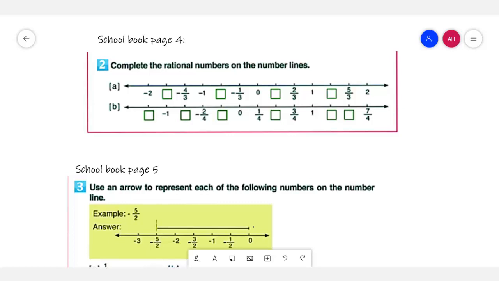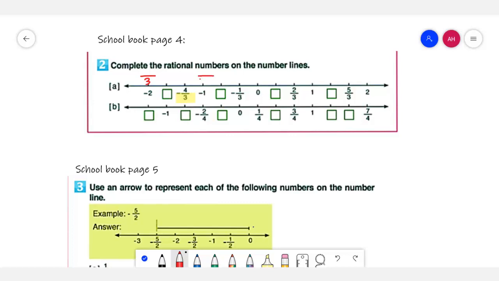Complete the rational numbers on the number line. The most important thing to be able to plot a rational number on the number line is to see what's my denominator and write all my integers with the same denominator. So here I want to make this negative 2 a rational number having a denominator of 3.